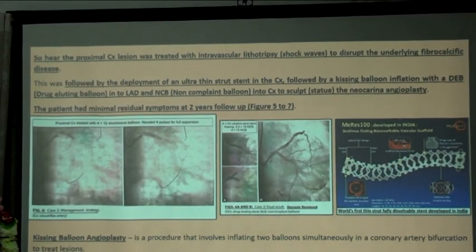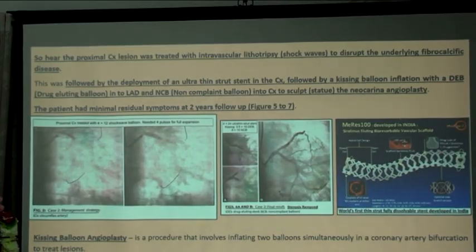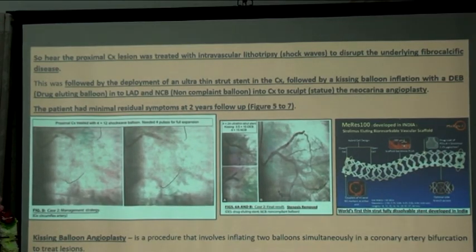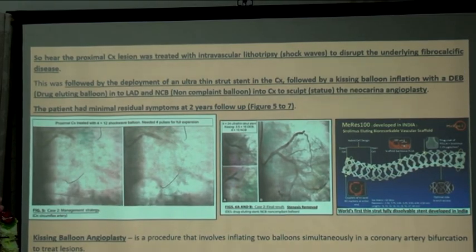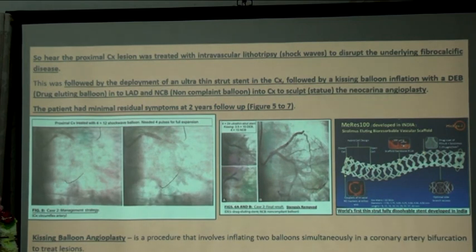This is a hybrid procedure. And now you see, lastly, that we have made the neocarina angioplasty. We made a scalp, the neocarina angioplasty. So neocarina angioplasty is a procedure to treat percutaneous coronary bifurcation lesions that involves placing a stent to create a new carina.